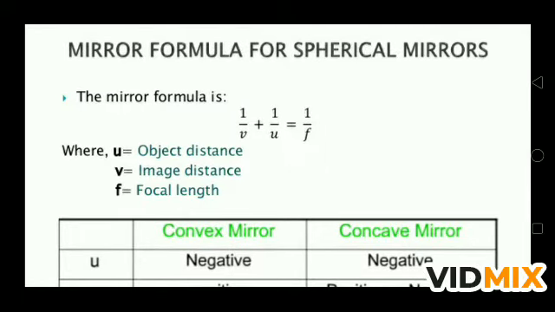In this mirror formula we are using the terms v, u and f. The mirror formula is 1/v + 1/u = 1/f, where u is the object distance taken from the pole. So the distance of the object from the pole is taken as u, the distance of the image from the pole is taken as v, and the distance of the focus from the pole is taken as f, small f, called focal length. So 1/v + 1/u = 1/f. This is the mirror formula.